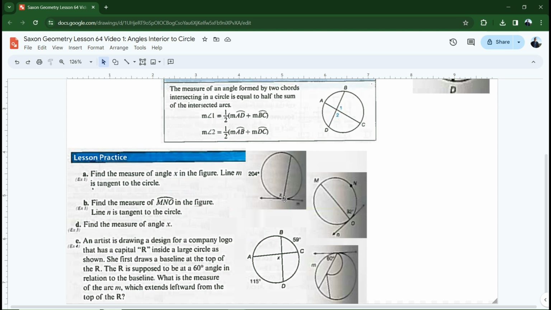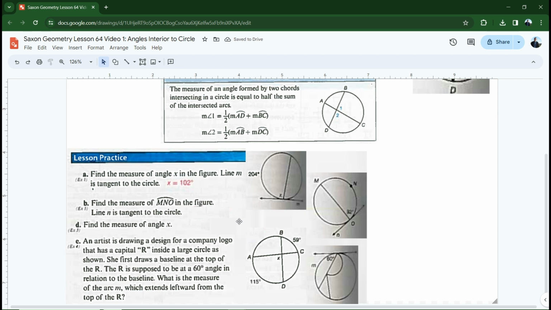But wait a second, we have an arc that subtends the angle, 204 degrees, on the same side as the angle we're looking for. So if I find the measure of the arc that subtends this angle and divide it by 2, I should be able to figure out the measure of X. Well, 204 degrees is the measure of that arc. So if I divide that by 2, what do I get? 102 degrees. X should be 102 degrees. Let's see if that's right. Bingo.